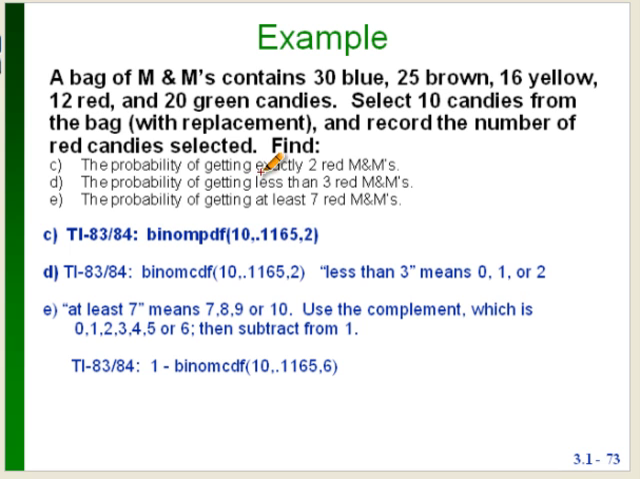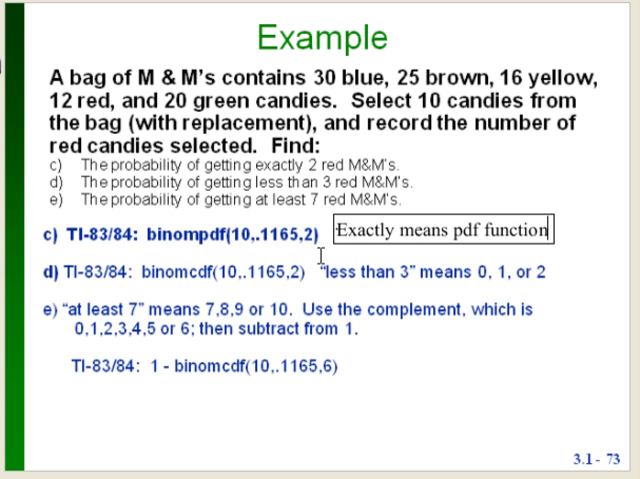Okay, so the first one, exactly 2 red M&Ms. For exactly, with your calculator, that means that you're going to use the PDF function. That gives you one exact answer. So, you're going to put in the n, the p, and the x, and our x is 2. So I'll actually let you do that on your calculator if you have one, or you can use StatCrunch.